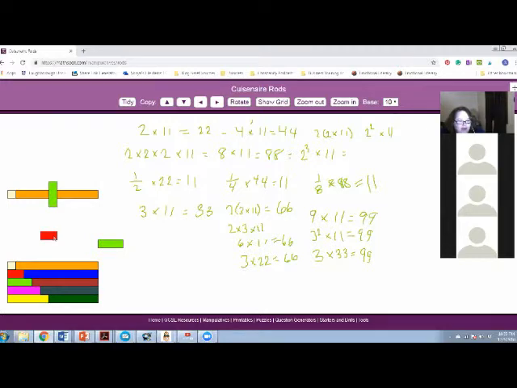33. What would happen if I pulled out, so then we have this. What is a sixth? We pull out our 6, 2 times 3. A sixth of 66 will be? 11. A third of 66, let's pull out the 3, will be what?